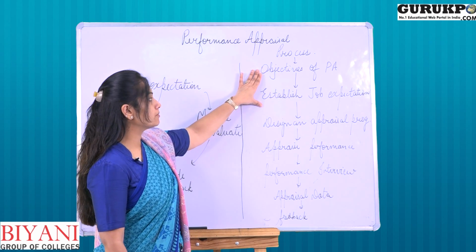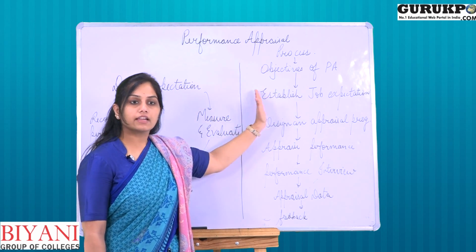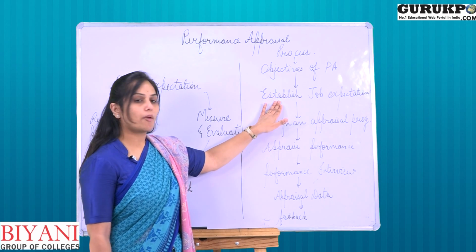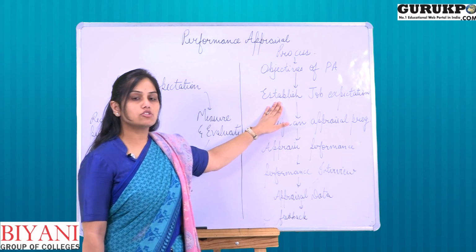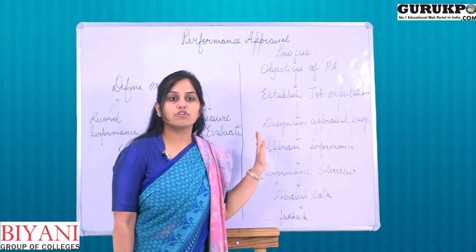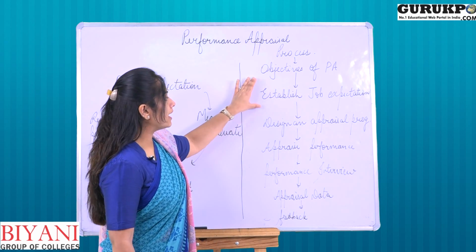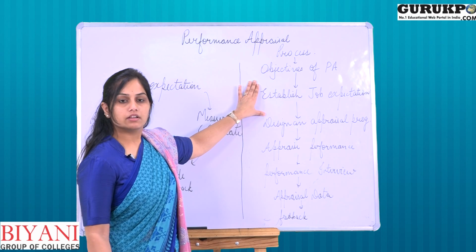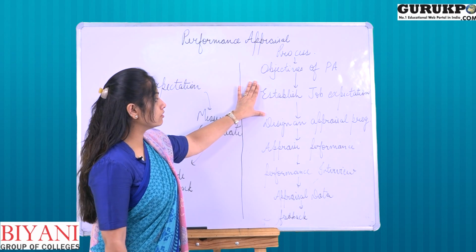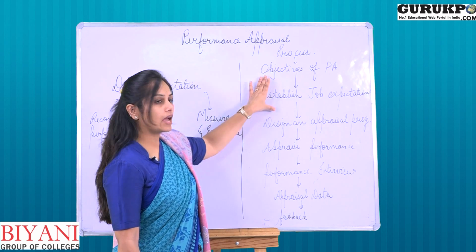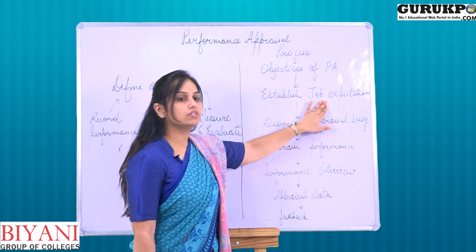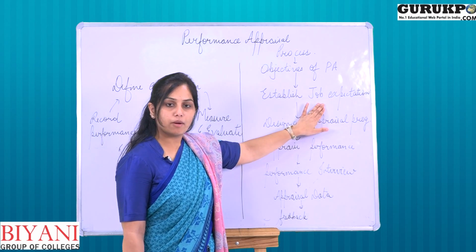Second is establishing job expectations. After the objectives of performance appraisal are clear, the second step is to establish the job expectations. What is required from the individual? What should an individual do on that particular job? If these are to be established, we will do the job specification and job description.